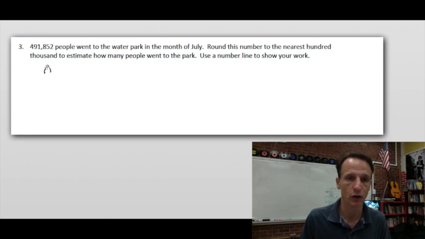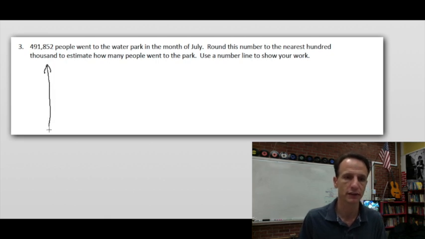So let's make our own vertical number line. Here they're not providing us with one because we could put our big pants on. Our baseline, we're going to nearest 100,000. So at the bottom of our number line, you see we have a 400,000s in our number.